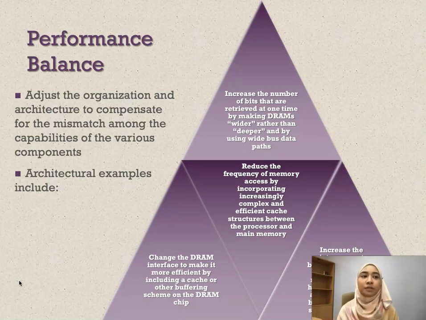So what is a performance balance? It is an adjusting of the organization and architecture to compensate for the mismatch among the capabilities of various components. So this is what performance balance means. So these are the architectural examples of how to do the performance balance.